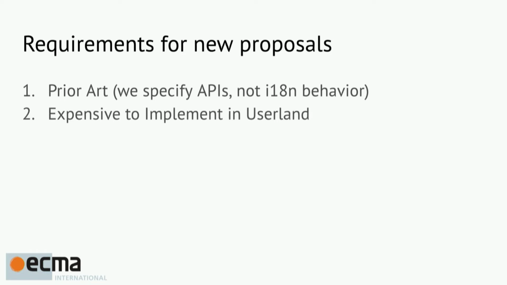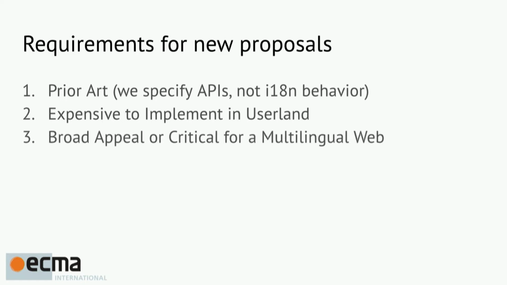The second is it should be expensive to implement in user land, and this is simply because we want the ECMAScript APIs to be implementable. If there's certain i18n features that are basically very trivial to just do on your own, that's something that we don't consider in scope. So examples of things being expensive are very complicated algorithms that are hard to get right, as well as large data dependencies that would make it expensive to implement. The third is, and this is the hardest thing to measure, but we try our best, broad appeal, or critical for a multilingual web.